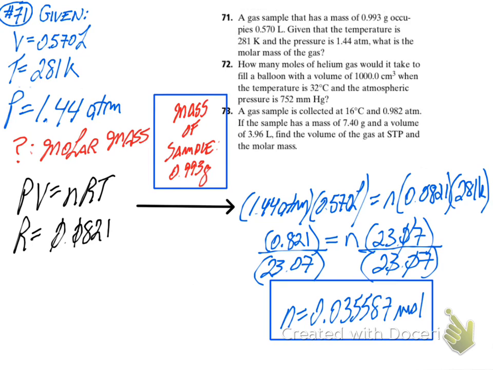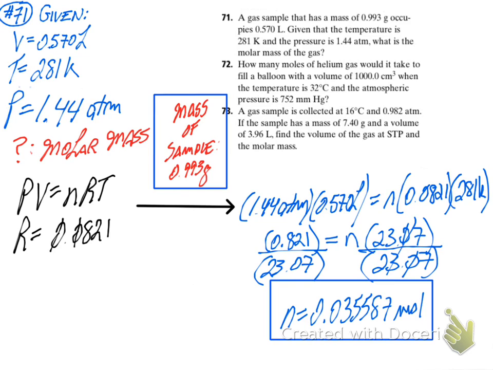When we do all that math, and I'm not going to go through it because it's algebra and you're solving for the variable n, you can see the math is done here, just in case you're not shored up in that. Just look at how it's done. When it's all said and done, we've got an n value of 0.035587 moles. That is the number of moles that this sample contains.